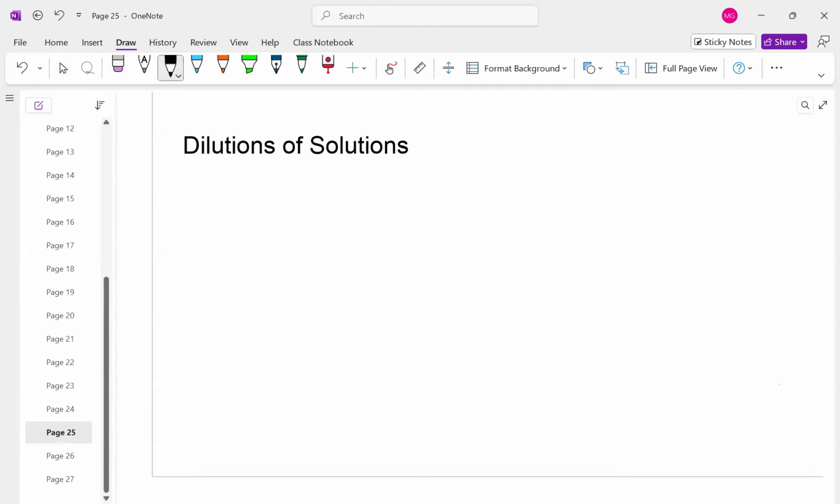All right, the last thing we're going to talk about in this unit, and this relates a little bit more to molarity, is diluting solutions. Dilutions is basically a method to convert solutions with high concentrations to a lower concentration.